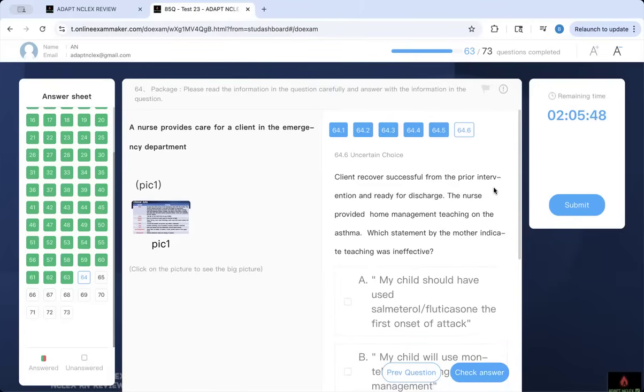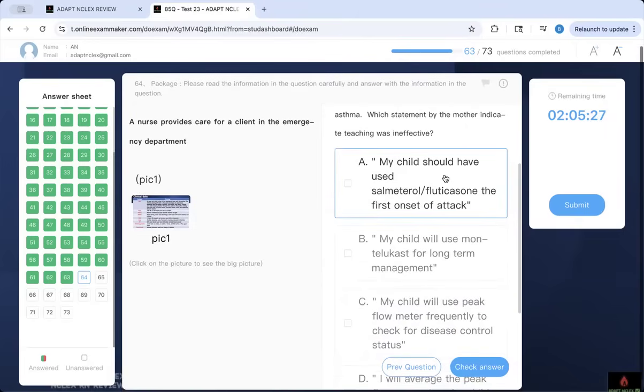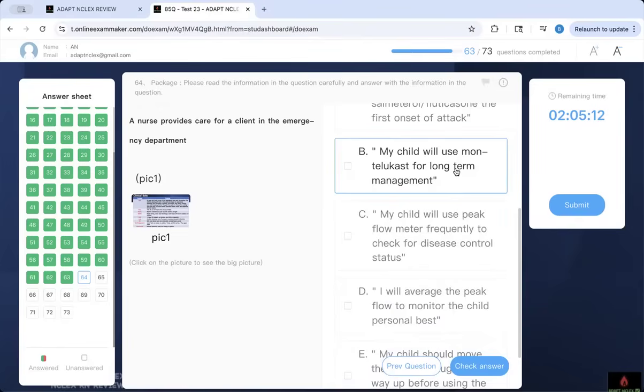The client recovers successfully from the prior intervention and is ready for discharge. Now we want to discharge them. The nurse provided home management teaching on asthma. How do you manage asthma at home? Which statement by the mother indicates teaching was ineffective? My child should have used fluticasone and salmeterol at the first onset of attack. When you have an asthma attack, this is what I should use. I give them fluticasone and salmeterol.